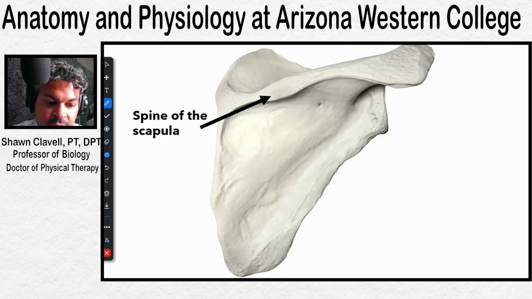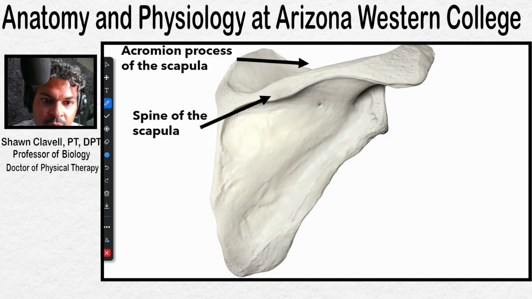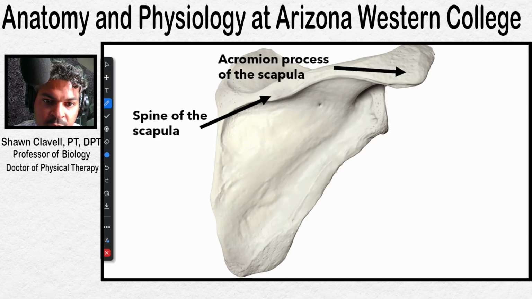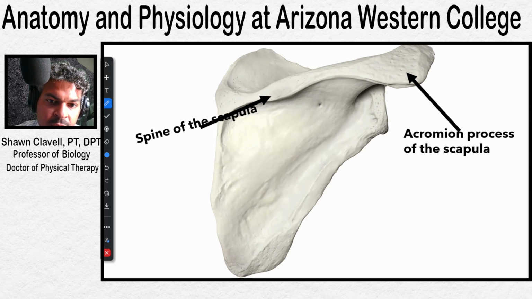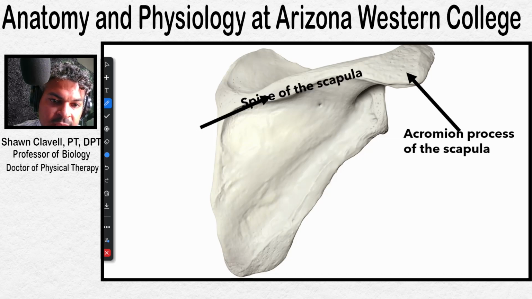So we'll identify that portion continues to become the acromion process. That's right here. And so that leaves us with two major portions. You have two fossas that sit above and below the spine of the scapula.